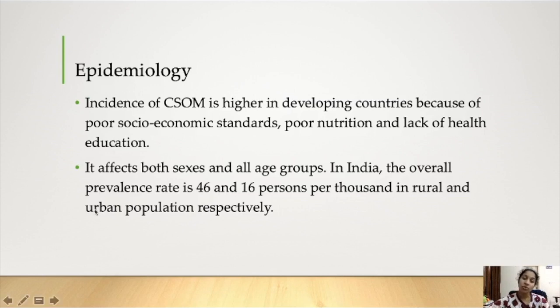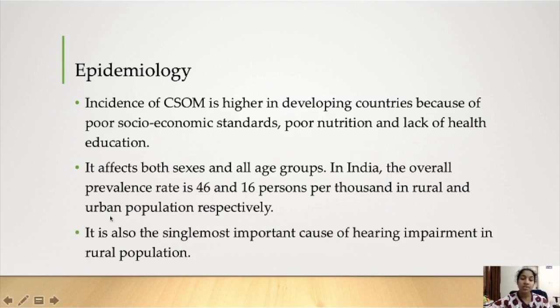In India, the overall prevalence rate is 46 and 16 per thousand in the rural and urban population respectively. So 46 in 1000 people in rural areas and 16 in 1000 people in the urban population. So it can affect any age. It is also the single most important cause of hearing impairment in the rural population.